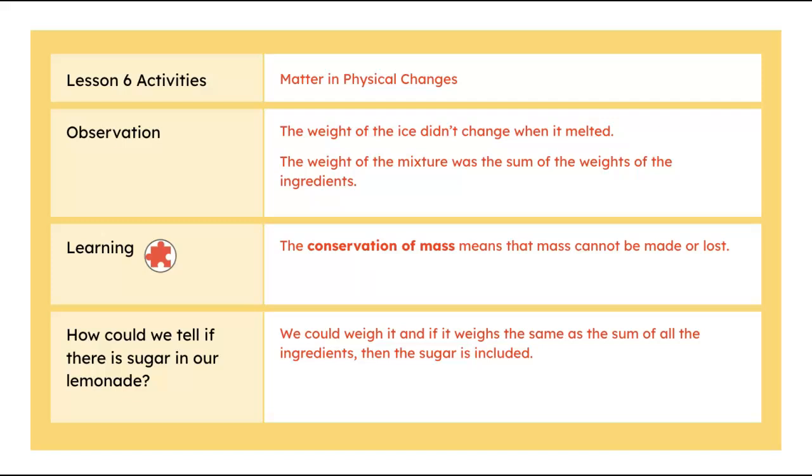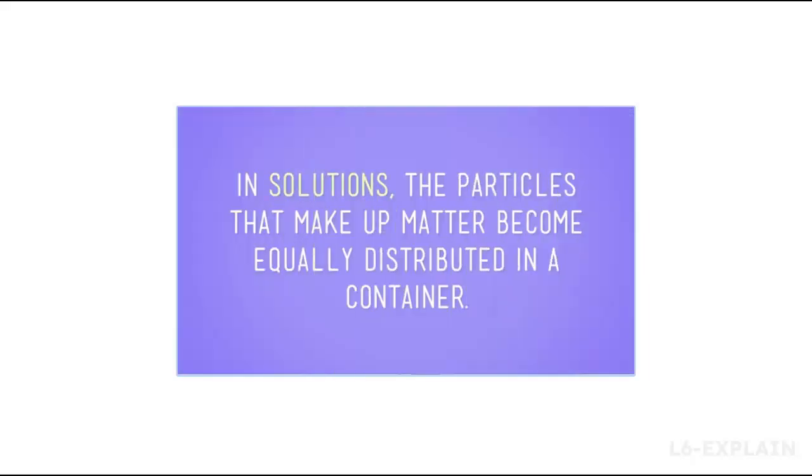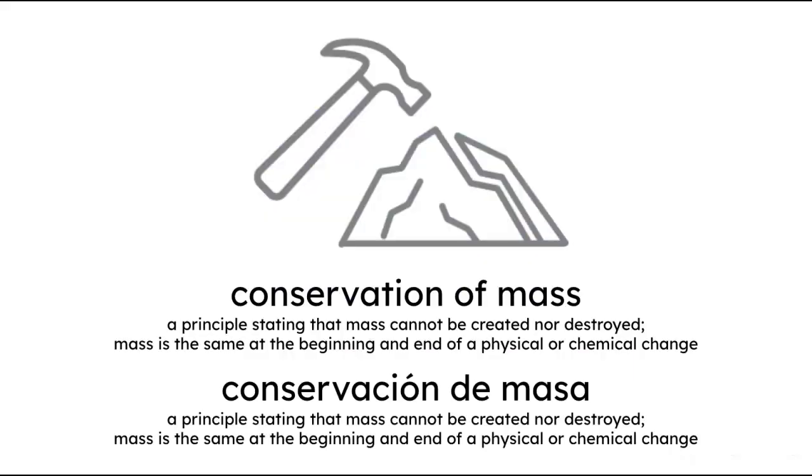You'll talk over a scenario of trying to figure out if sugar has been added to lemonade or not. From the discussion, students should understand that they could tell if there is sugar in the lemonade if they weigh the lemonade, and if it weighs the same as the sum of all the ingredients, then the sugar is included. During the discussion, you'll show students the Crash Course Kids Vacation or Conservation of Mass video. You'll post and discuss the Conservation of Mass vocabulary card.